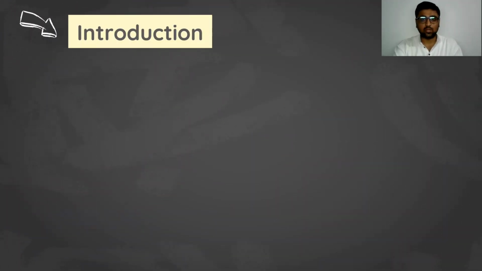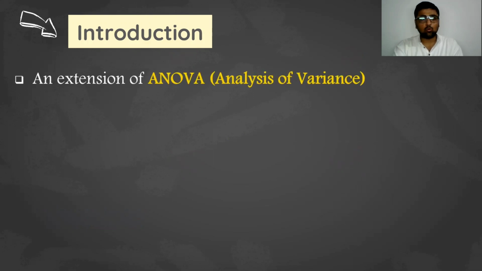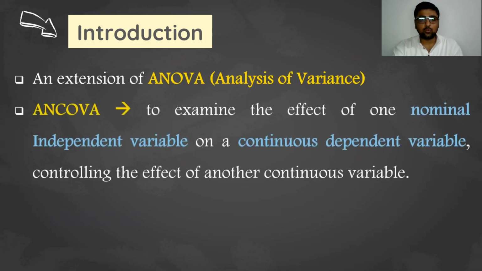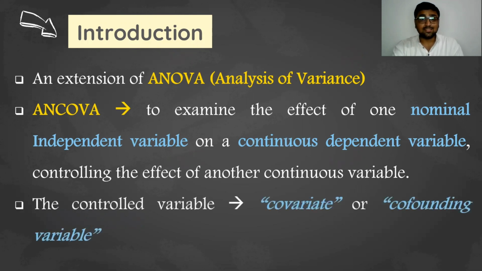Let's begin with the introduction. ANCOVA is an extension of ANOVA. ANCOVA is used to examine the effect of one nominal independent variable on a continuous dependent variable controlling the effect of another continuous variable. This controlled variable is known as covariate or confounding variable.